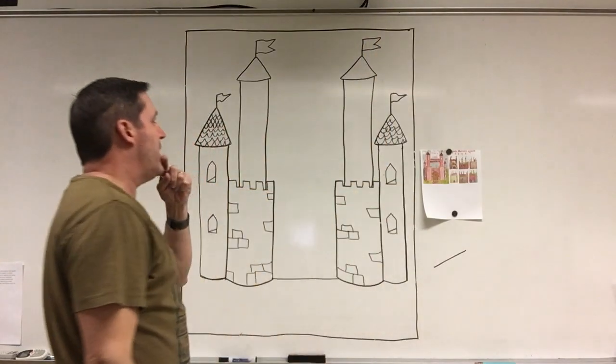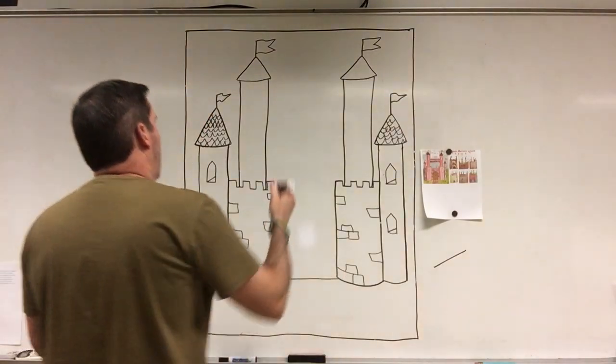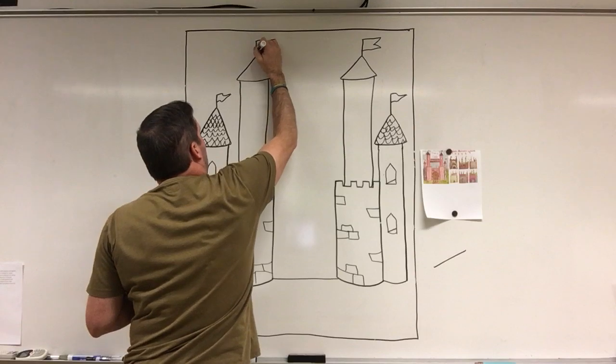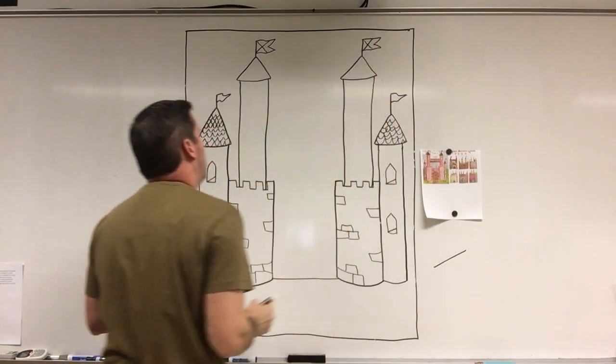You could even draw little pictures on there. Whatever kind of flag they have. Maybe they have some kind of a design on their flag. Maybe there's a big X on their flag. I don't know. You draw whatever you want on there.